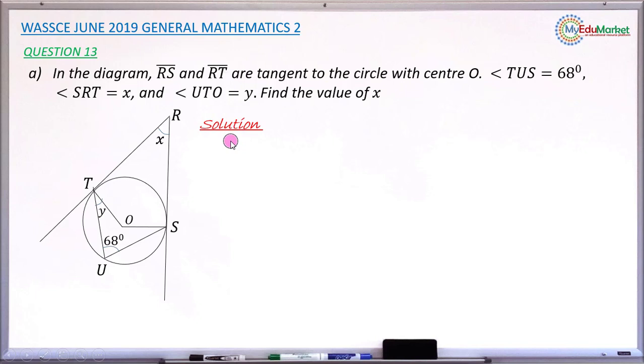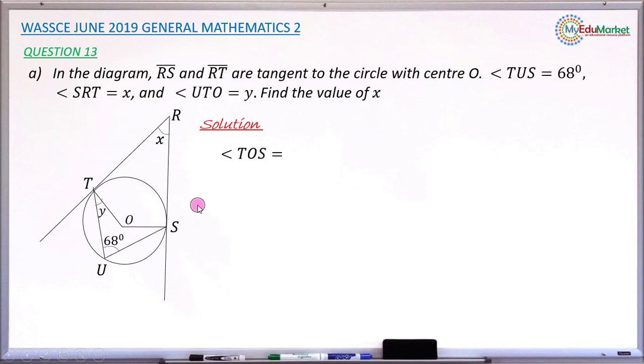Solution to the problem. Looking at this drawing critically, it is this X that we have to find, and this X represents the size of the angle SRT. We have this angle 68. Looking at the drawing critically, this angle 68 is subtended by arc ST. Arc ST subtends 68 at the remaining circumference, and the same arc ST subtends an angle at the center. So I can find this angle at the center.